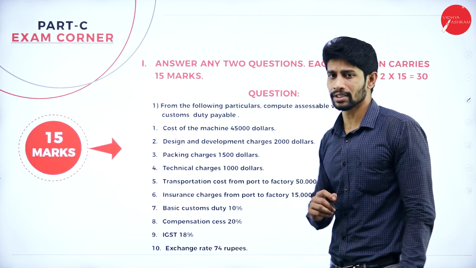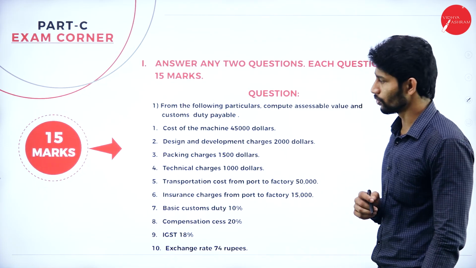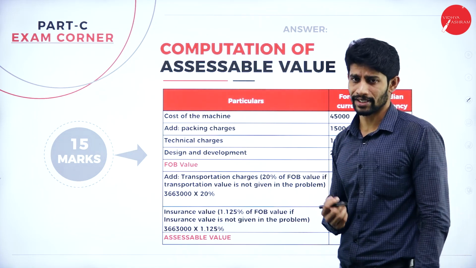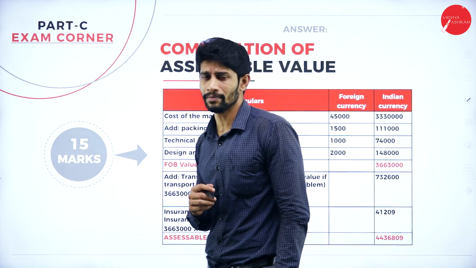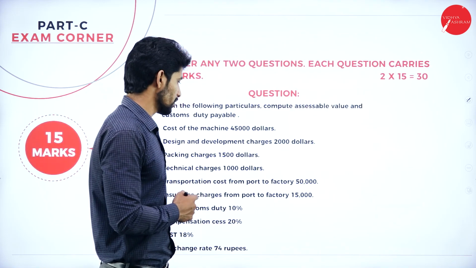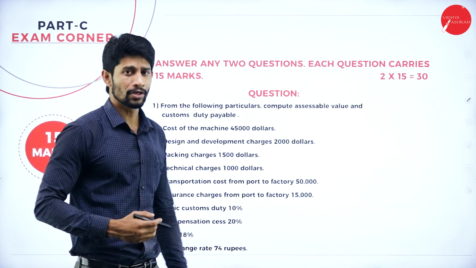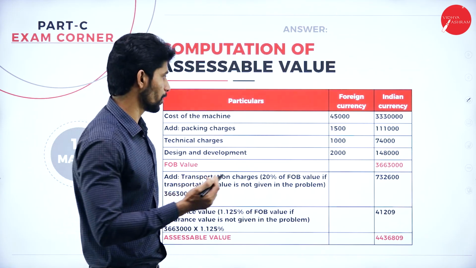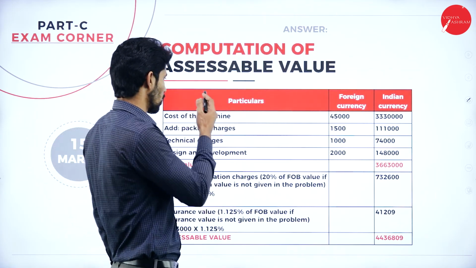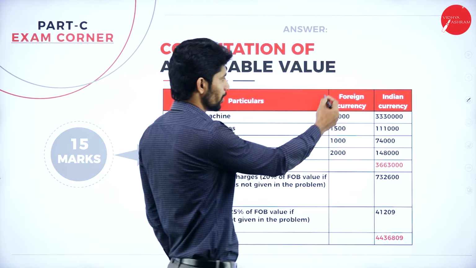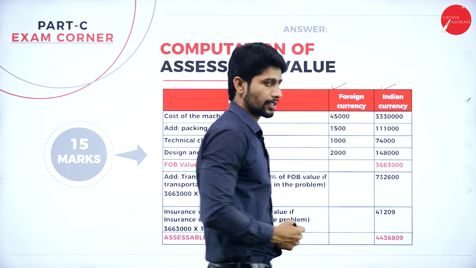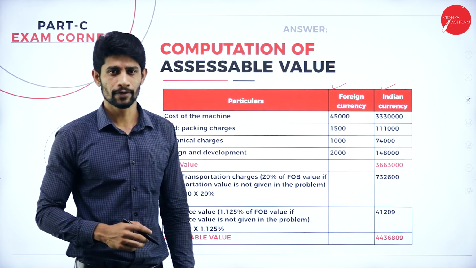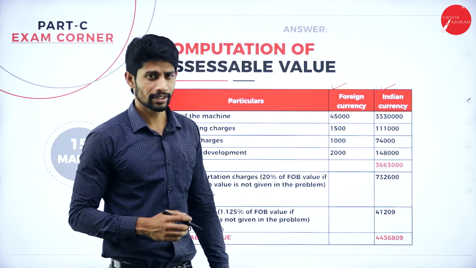While you are computing the assessable value, what are you supposed to do? You are supposed to consider the exchange rate. What is the exchange rate we have in this problem? The exchange rate we have is 74 rupees per dollar. Here is the cost of the machine, and you are going to take foreign currency and Indian currency. Foreign currency they will be paying is $45,000 into 74, you will get 33,30,000.